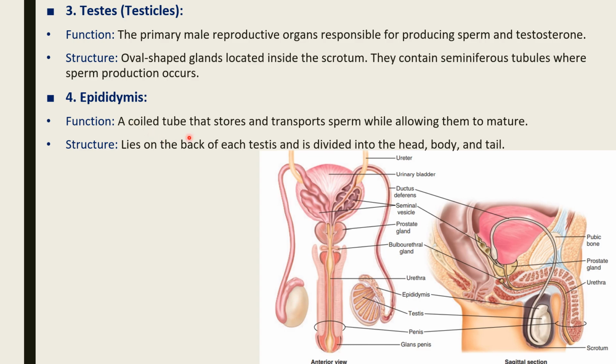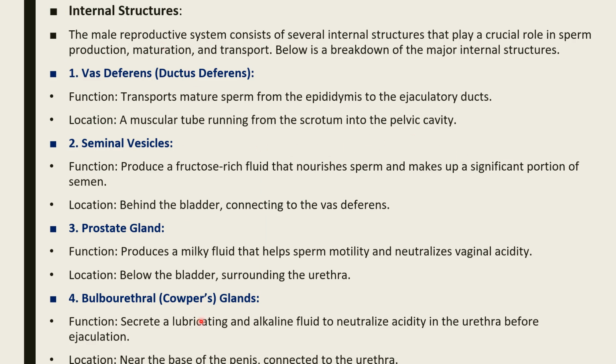Epididymis: it is a coiled tube that stores and transports sperm while allowing them to mature. Structure: it lies on the back of each testis and is divided into the head, body, and tail. Internal structures. It has the vas deferens, seminal vesicles, prostate gland, and bulbourethral Cowper's glands. You'll see them one by one.